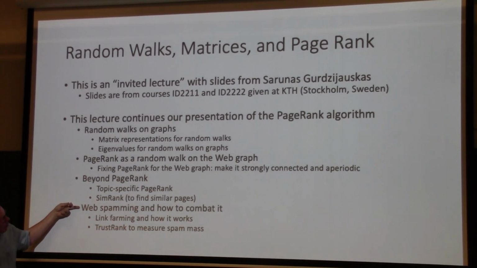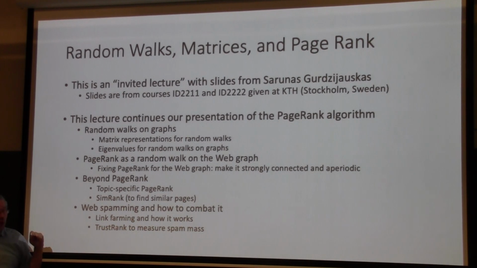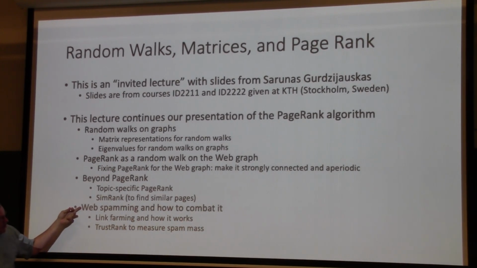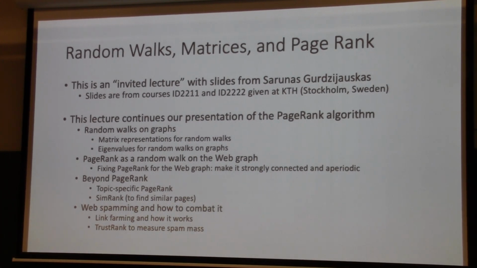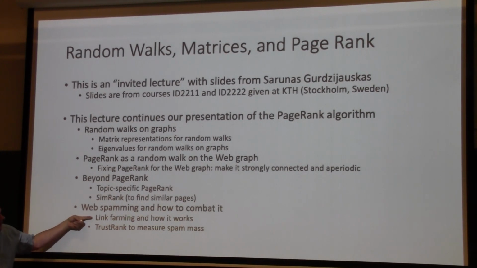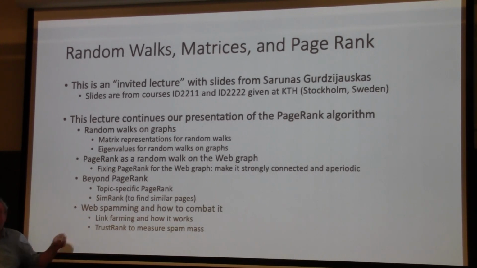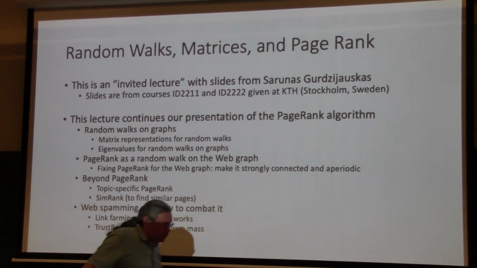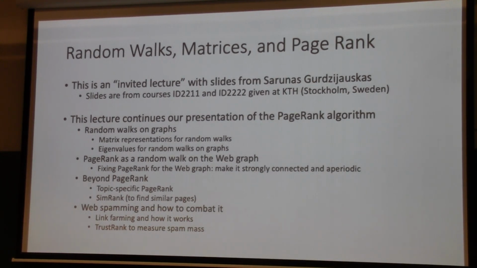And the final thing is I want to explain how the cheaters work. This is called web spamming. Very quickly, after Google invented the PageRank, the companies invented ways to cheat, okay? And this is called link farming. So I'll show you exactly how it works, and we'll figure out how you can increase the PageRank artificially. And then I'll show you an algorithm called TrustRank to bypass the cheaters.